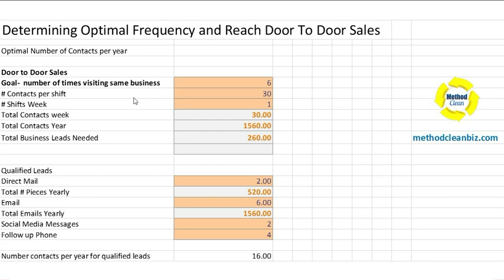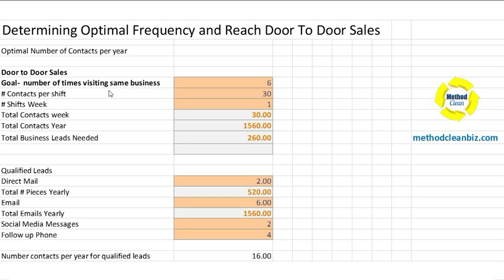The first step is, how many times do I want to visit a business in a year? I came up with 6, and it may be 4 for you, or it may be 10. That's a personal decision, and there are a lot of reasons why. Sometimes people are in rural areas and others are in dense areas, so it makes it easier to do. There are all kinds of other reasons.